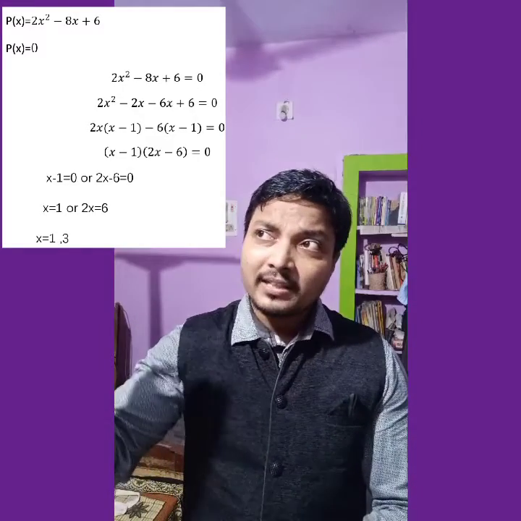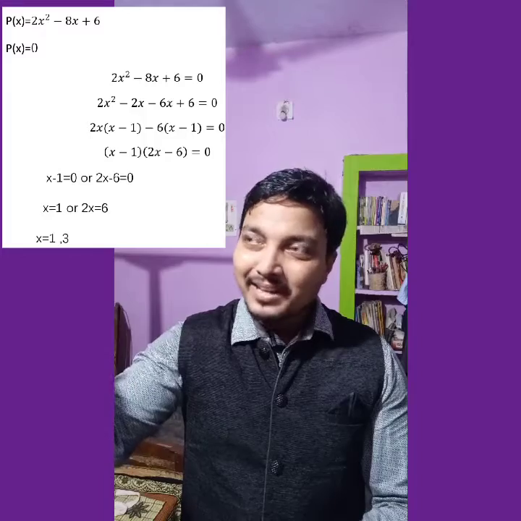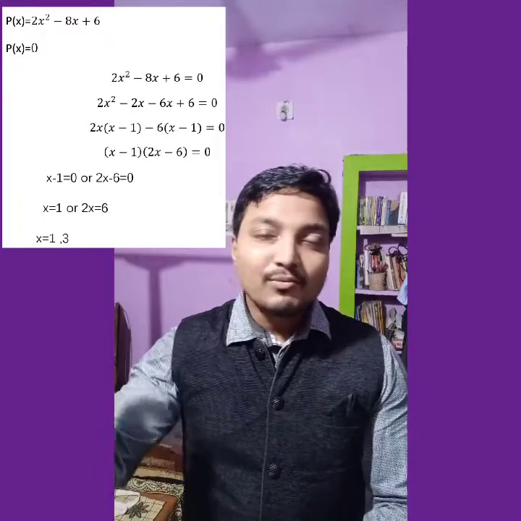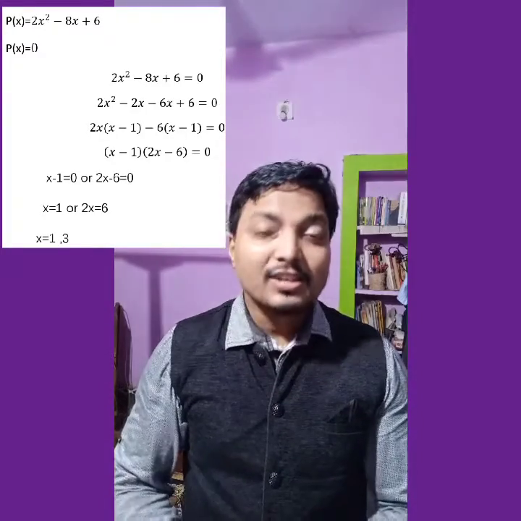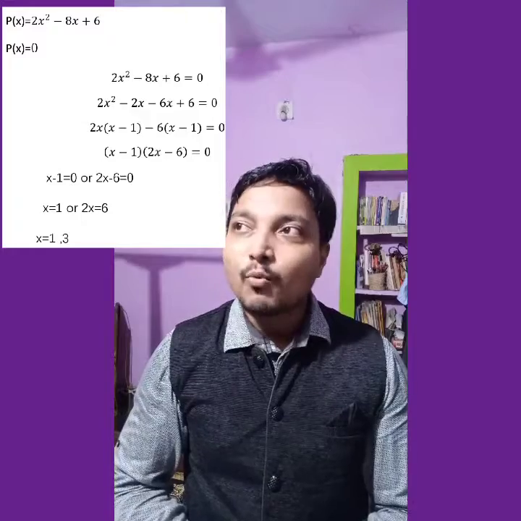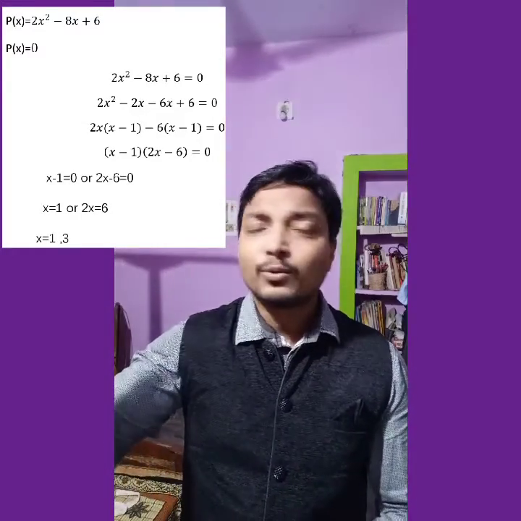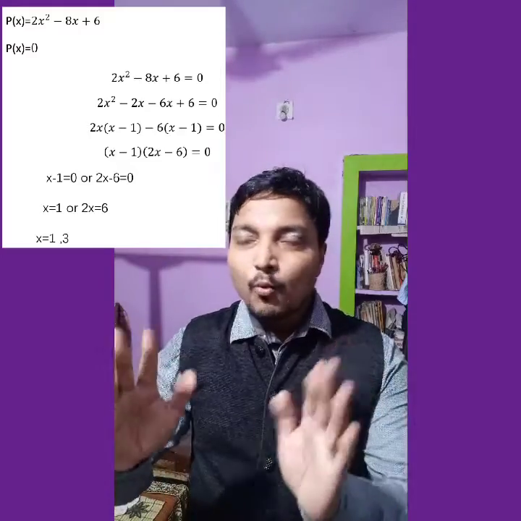And on solving the other linear equation, 2x minus 6 equal to 0, there you will get x is equal to 3. So it means we got 2 zeros: one is x equal to 1, another is x equal to 3. So the 2 zeros are 1 and 3.